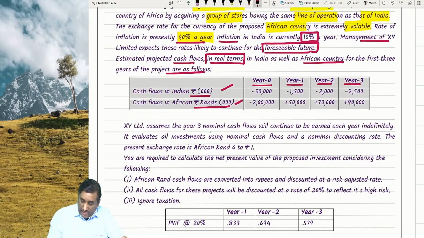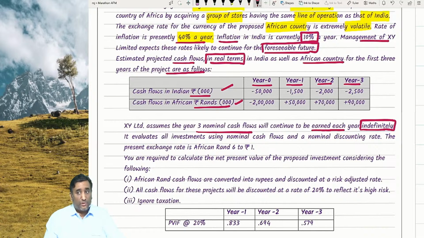XY Limited assumes the year 3, look at the word now, XY Limited assumes the year 3 nominal cash flow will continue to be earned each year indefinitely. Perpetuity concept. It's not talking real, he's talking nominal. So cash flows on the top are real. After that he gives a nominal and he says these cash flows will be earned till perpetuity. It evaluates all investments using nominal cash flows, nominal discount rate. So he has made your life simpler. It means the discount rate you will use is nominal, cash flows you will use are nominal.